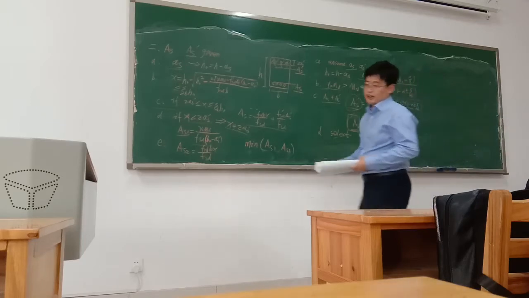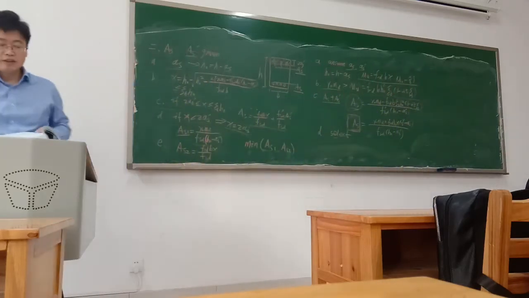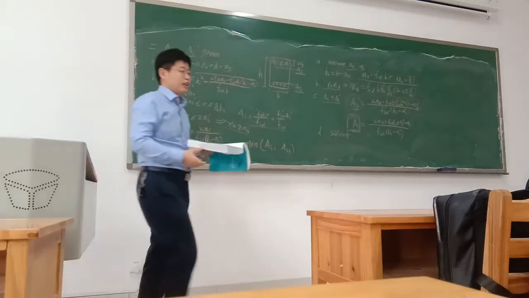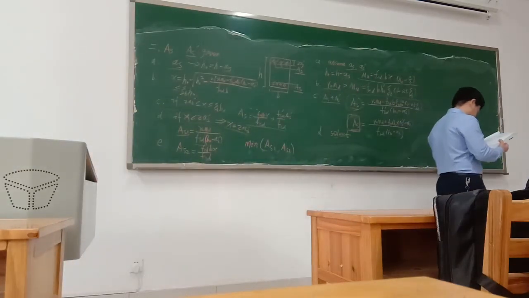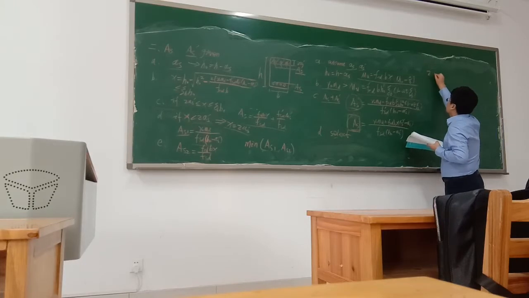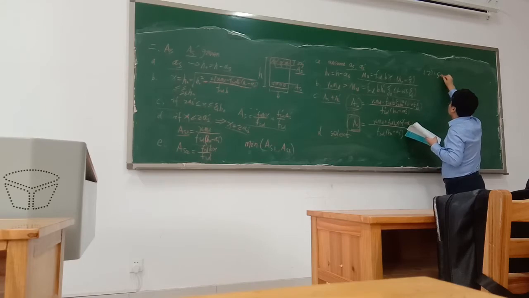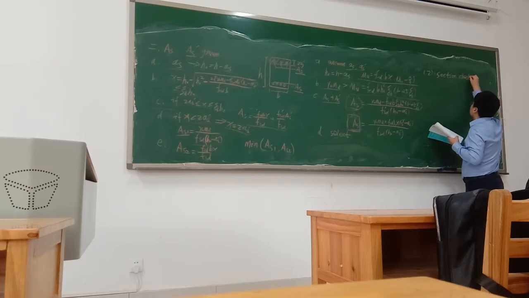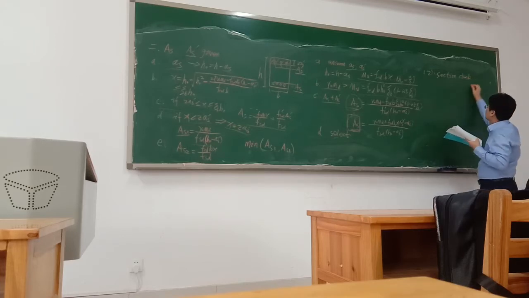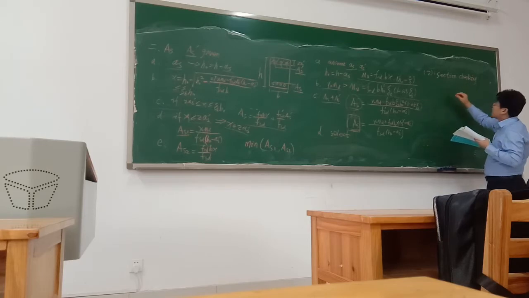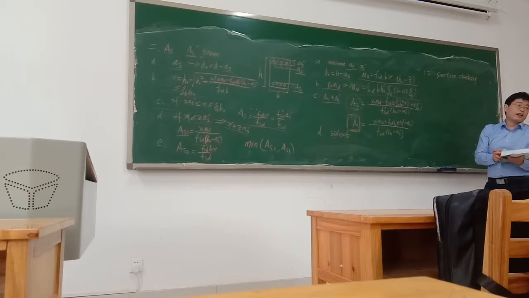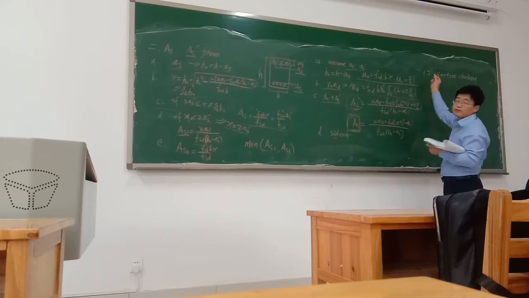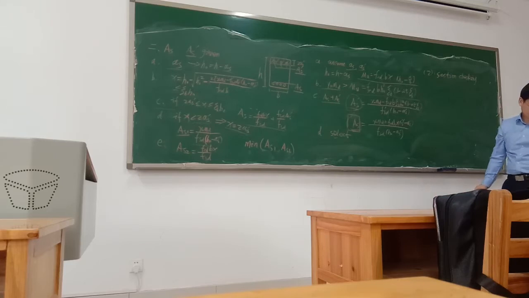The following part is to check your design. The first part is section check. Okay. And our book gives A_s and a_s, on the page numbers 67 to 69.